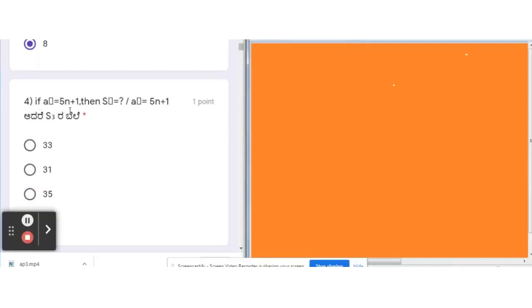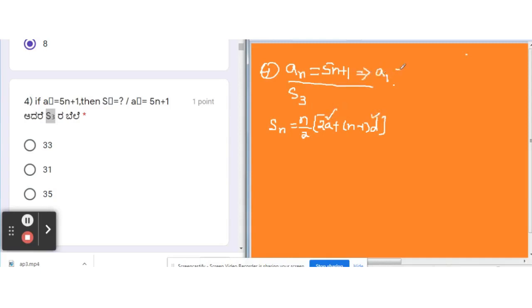Fourth question, if an is 5n plus 1, then find the value of S3. So the given condition for this fourth question is an, given by 5n plus 1, and they're asking to find S3. We all know that the Sn formula is given by n by 2 into 2a plus n minus 1 into d. So to find S3, I require a and d. So we will find a and d using the given condition. In the place of n, I'm going to replace with 1. The reason is I require a1 and a2 to find the common difference d. So I'm replacing the value of n with 1. I will get 5 ones are 5 plus 1 is 6.